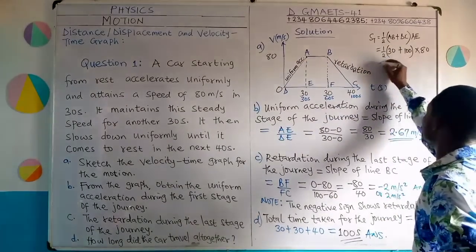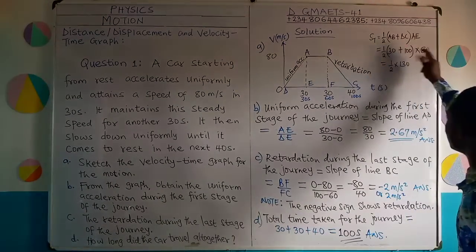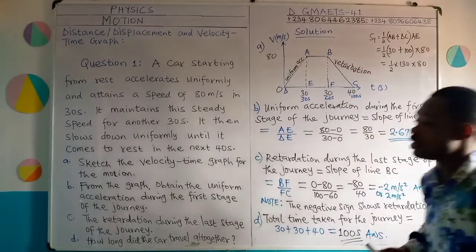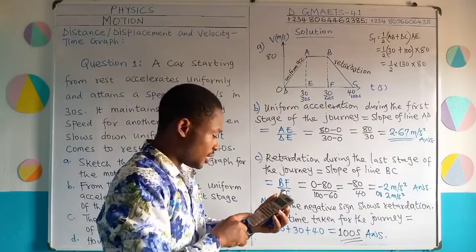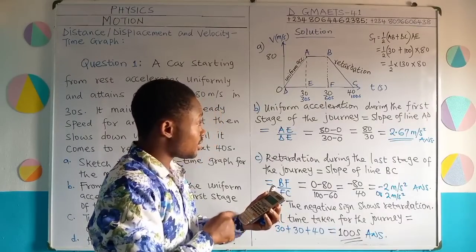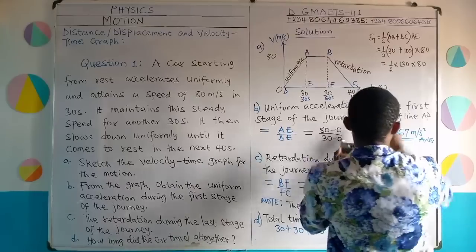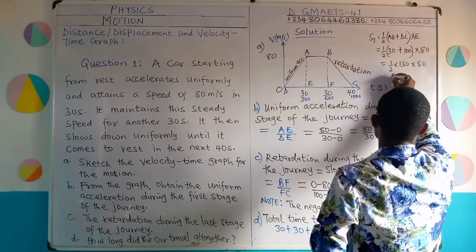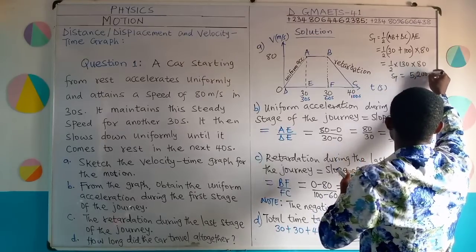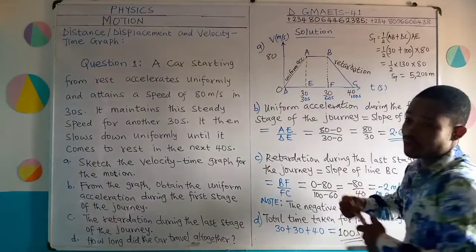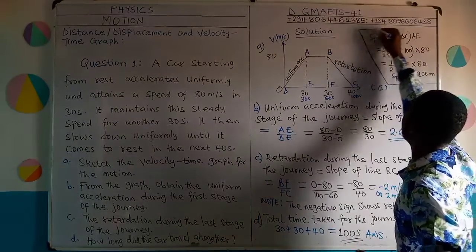So if you work this out, you have 1 over 2 times 130, 30 plus 100 is 130, multiplied by 80. So let us see what this is going to give to us. 130 times 80 divided by 2. So this gives you total distance. Total distance S total is equal to 5,200 meters. So you take note of this, okay? In case you're asked to find the total distance, let me just put this somewhere.